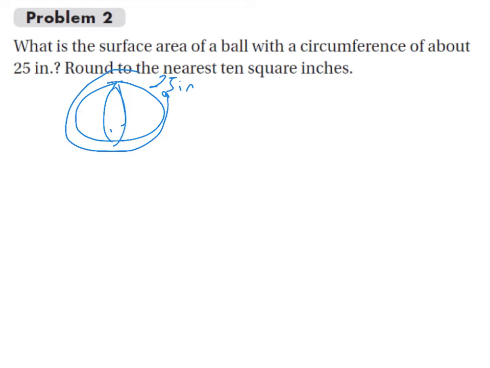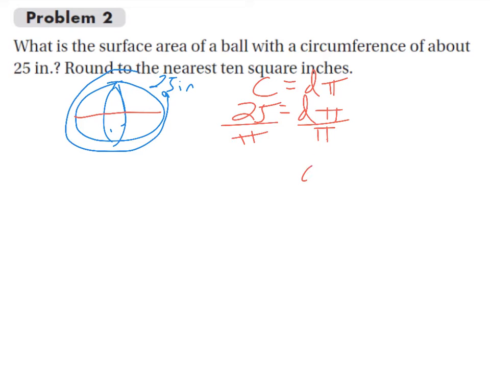Okay, to go from there, I can find my diameter, because circumference is diameter times pi. So if I know my circumference is about 25, what I can do is divide both sides by pi to get my diameter, and that will get me about 7.95. So for this purpose we're going to round that to 8. Then once we have the diameter, it is twice my radius, so if I know my diameter is 8, my radius is going to be 4.